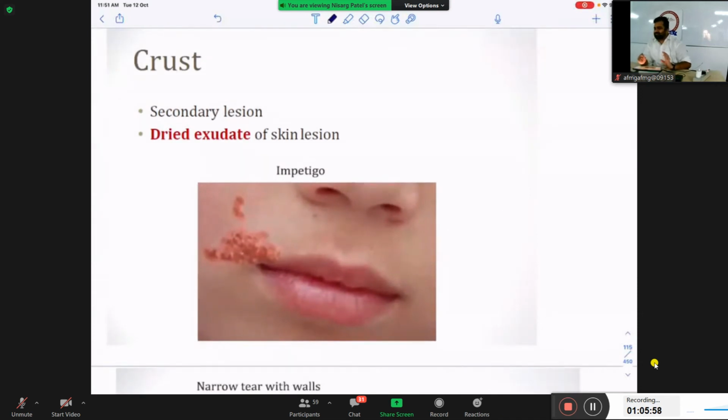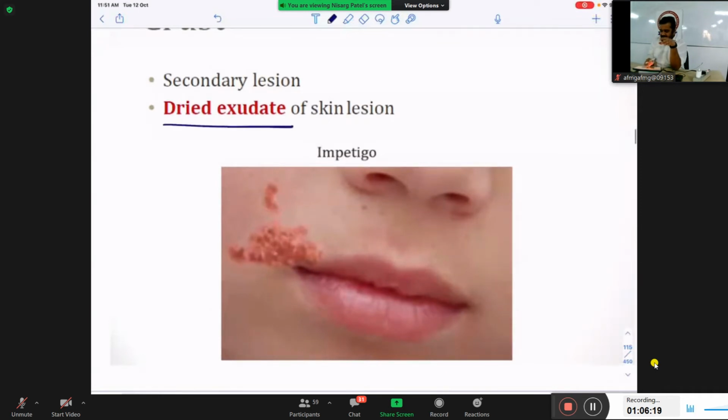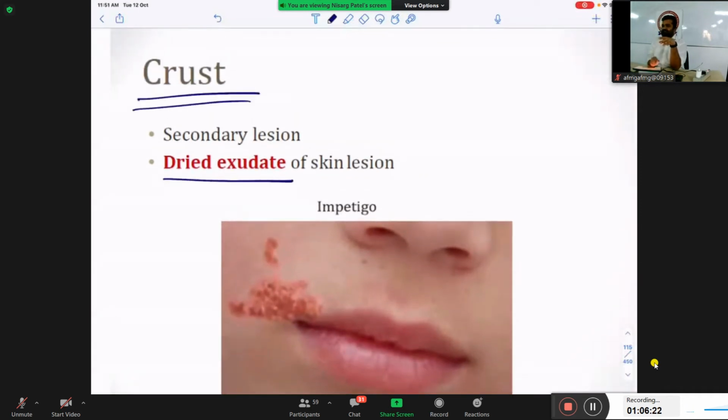Next is a crust. When we have a pustule, you have all seen that when we develop any skin lesion with pus formation, this pus will either come out of our body. In an abscess, we drain it to the outer surface. But if it is on the surface only, it will dry out. And when it dries out, it is known as a crust. Okay, this is known as a crust. In your exam, one important question was asked: honey colored crust.